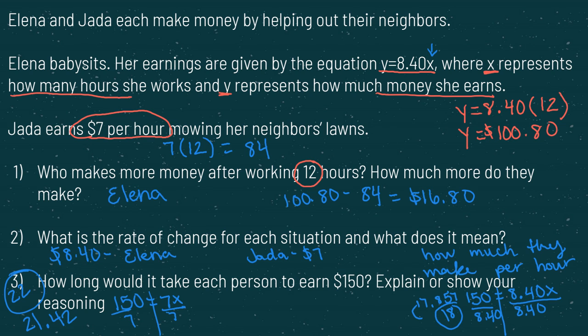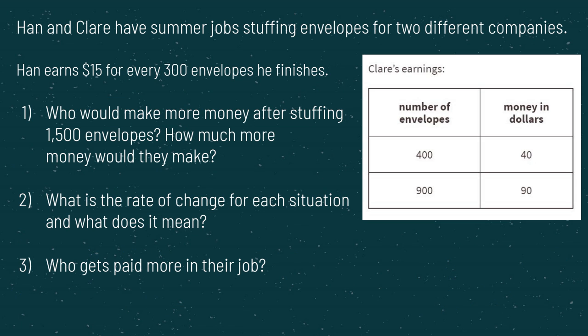I know it was a lot, but no worries because we'll do another example. Okay, on this one, it says Han and Claire have summer jobs stuffing envelopes for 2 different companies. Han earns $15 for every 300 envelopes he finishes, and Claire's earnings are represented in the graph. So for 400 envelopes, she earns $40. For 900 envelopes, she earns $90. So question number 1 says, who would make more money after stuffing 1,500 envelopes? How much more money would they make? Question number 2, however, says, what is the rate of change for each situation and what does it mean? So I think answering number 2 will help us answer question 1 better.